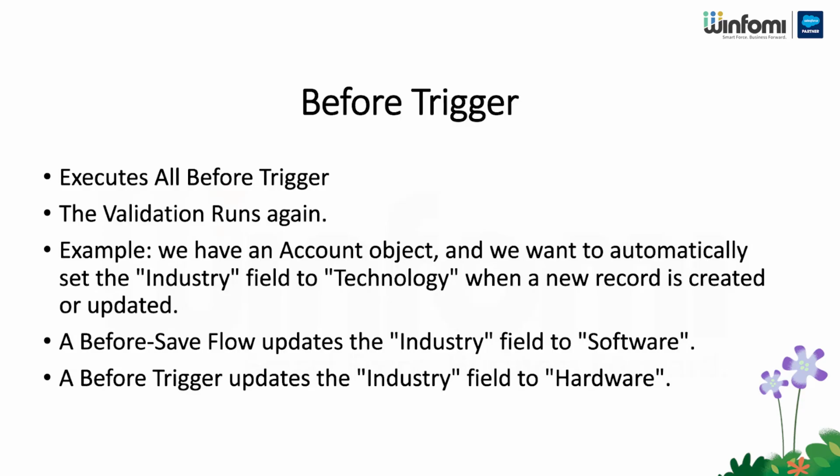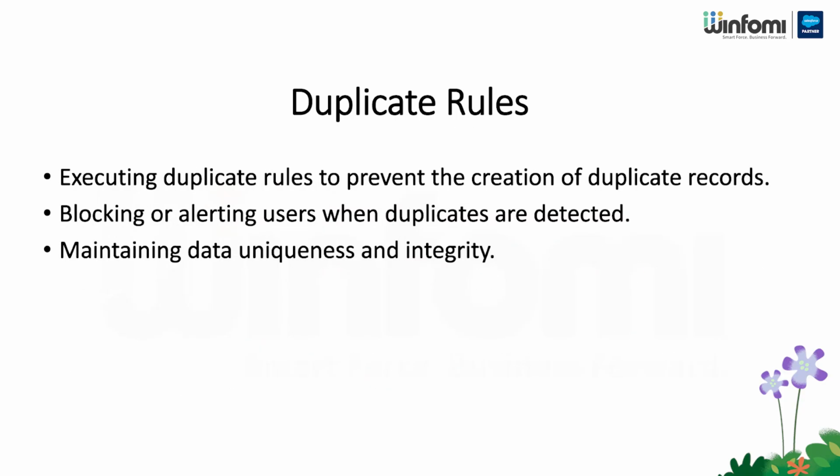Once the before trigger and before flow run, the validation runs again, because in the before trigger or before flow we may have written field values, right? That's why, in the before event, it will be overwriting the values. Then if we have any validation on those fields, we need to validate them as well. That's why the validation rules run again. And the next one is the duplicate rule.